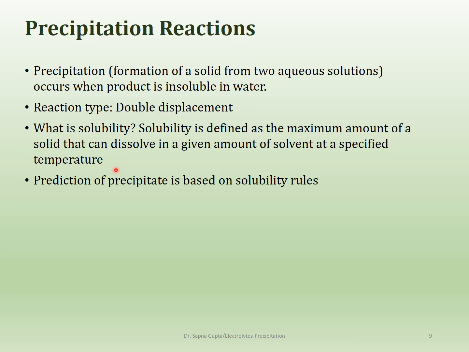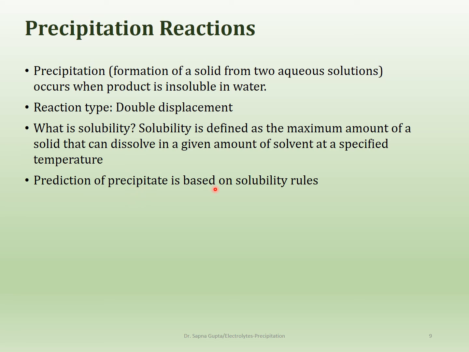How do you define solubility? It is defined as the maximum amount of a solid that can dissolve in a given amount of solvent at a given temperature. You will learn more about this in Gen Chem 2. We will not cover too much of this now.